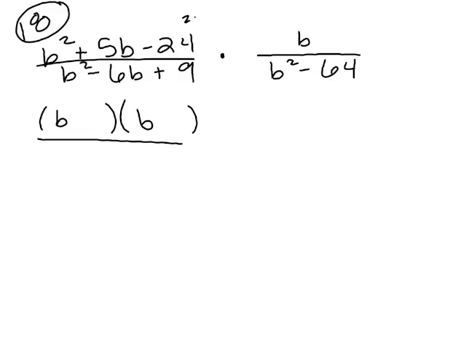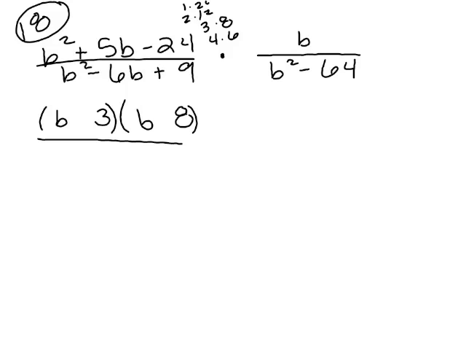So 2 and 12 are a likely combination. 1 and 24. What else? What are the other factors of 24? 3 and 8. 4 and 6. Okay. Let's try 3 and 8. Those are the most likely to get me to 5.